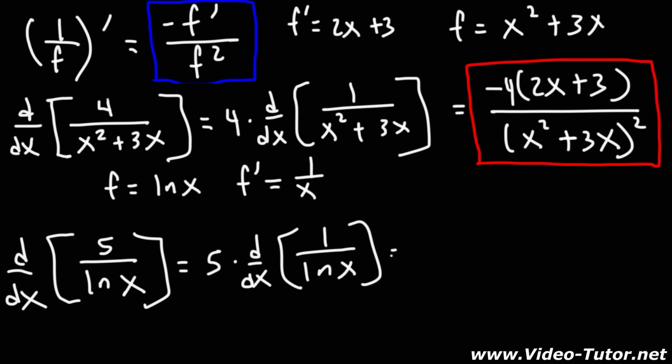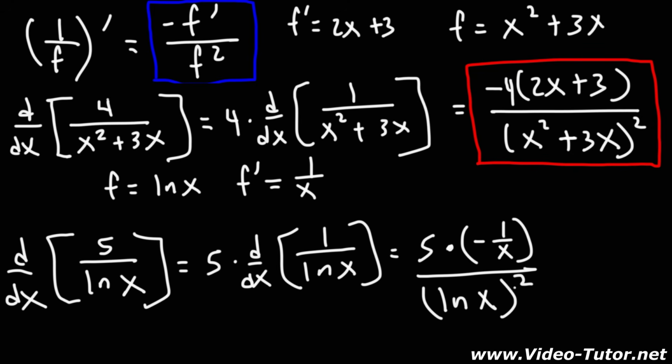Now using the formula, this is going to be 5 times negative f prime, so that's negative 1 over x, divided by f squared, or ln x squared. Now I'm going to multiply the top and bottom by x to simplify this. So 1 over x and x will cancel. Therefore, the final answer will be negative 5 over x times ln x squared.